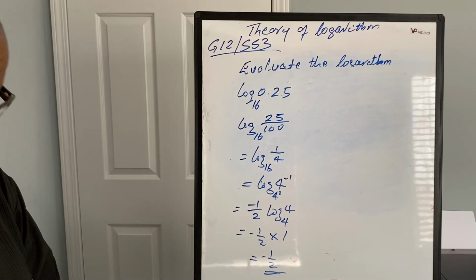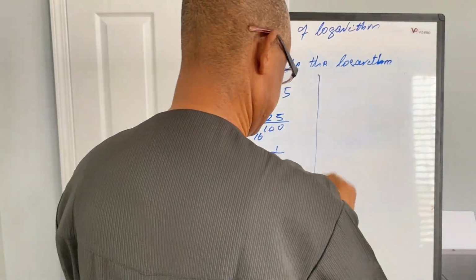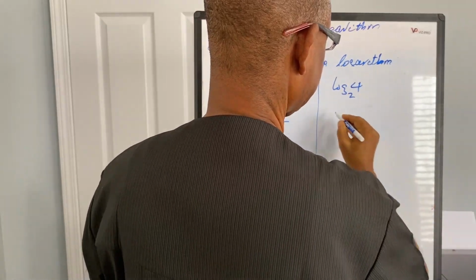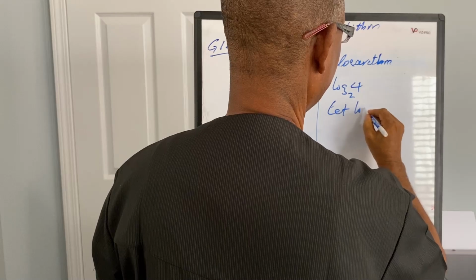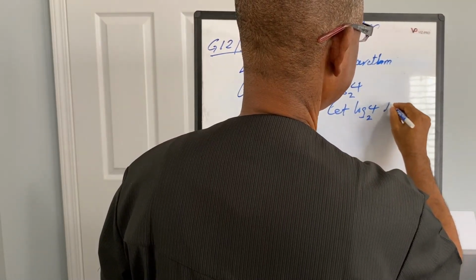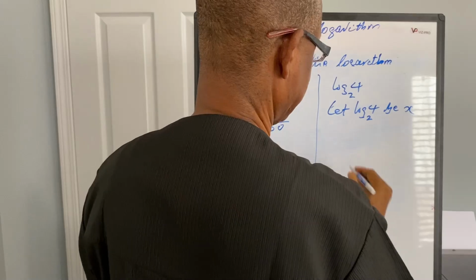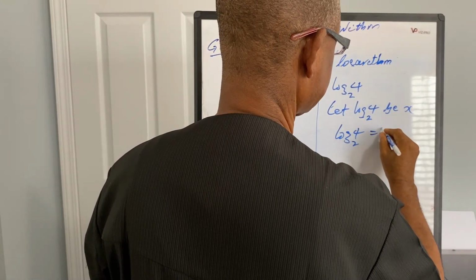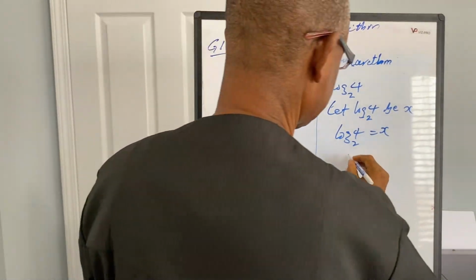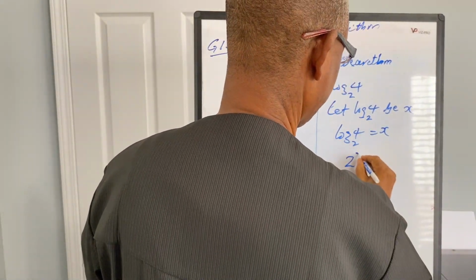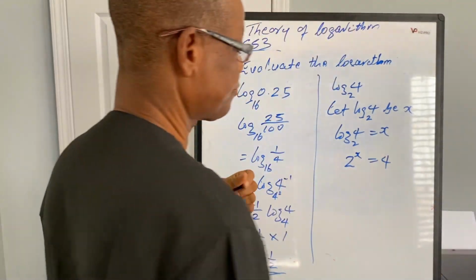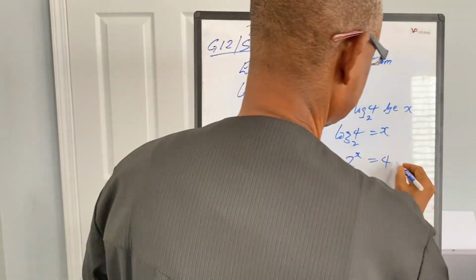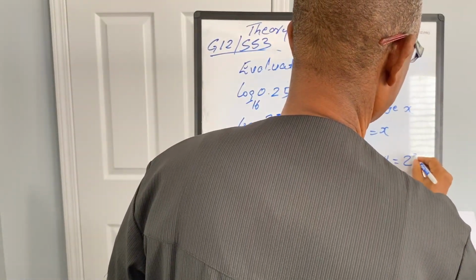An alternative method can be applied to example 1, log 4 base 2. Somebody can say, let log 4 base 2 be x. That means log 4 base 2 equals x, and that means 2 raised to the power x is equal to 4. We have now expressed the log into index form. And you know that 4 is the same thing as 2 raised to the power 2.